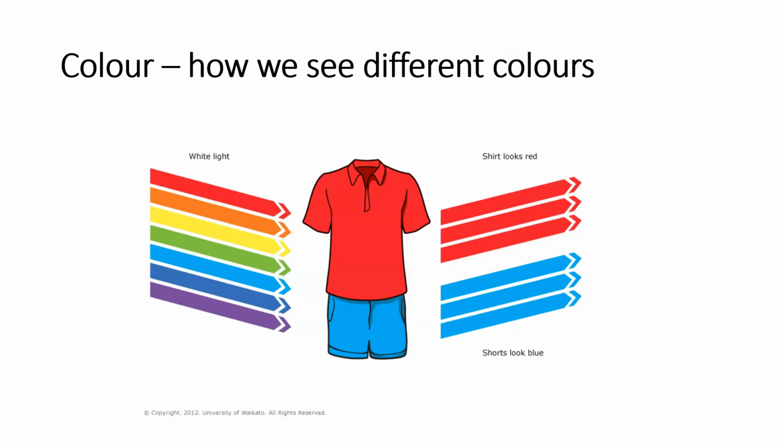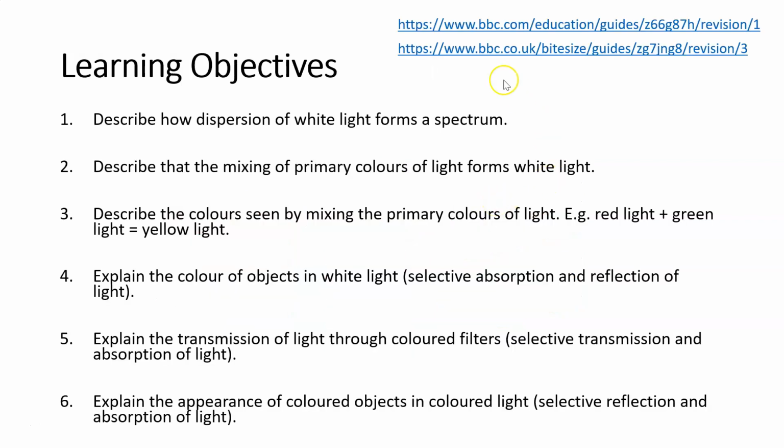Hi everyone, in this lesson we're going to be looking at how we perceive colour. So let's look at this picture here. You've got red and blue, and that is because of light reflection.